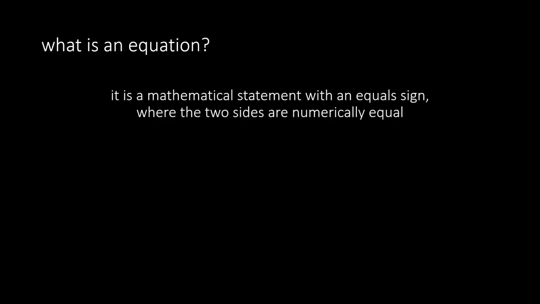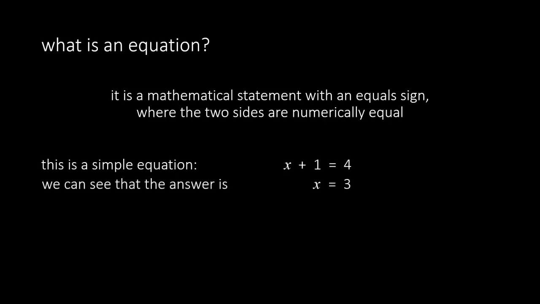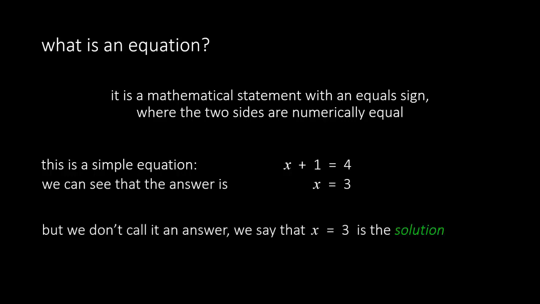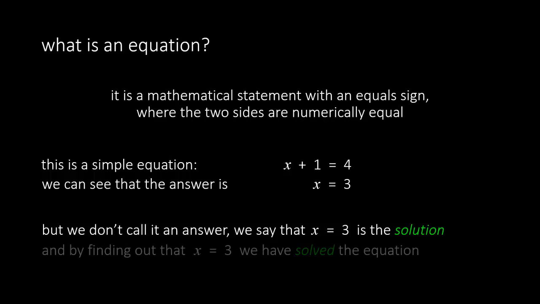What is an equation? Well, it's just a mathematical statement. There's an equal sign. The two sides are numerically equal. There's a nice simple one. x + 1 = 4. Now we can see that x stands for the number 3, and we might call that the answer, but we don't really call it the answer in maths. We say that x = 3 is the solution, and what we have done, we have solved the equation. And that's what they're going to ask you to do in the exam. You'll see the word solve, so that means find the number that makes it work.